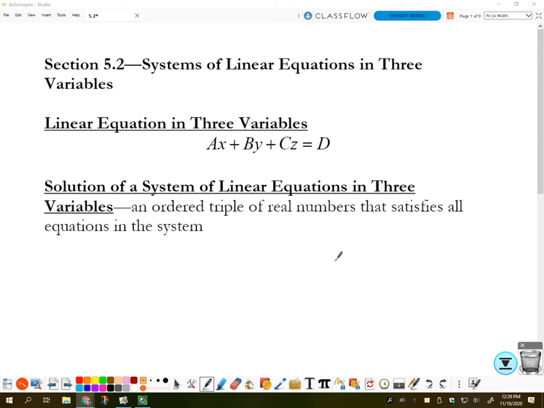Okay, so today we're doing section 5.2, which is linear equations in 3 variables. So you're going to have 3x3 systems for the most part. And we don't graph things that are 3-dimensional because we have 2-dimensional paper.